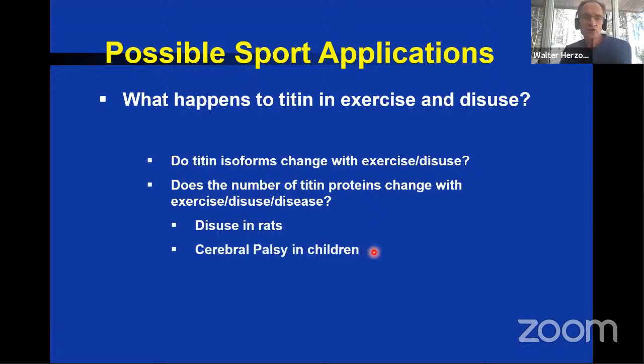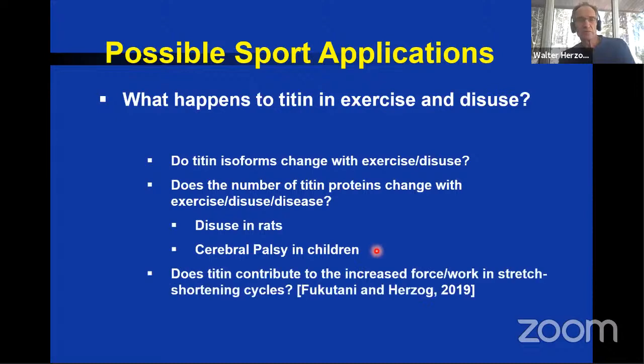And we also know that in children with cerebral palsy, we have done that study, that Titin is reduced to about 50% compared to normal in children with cerebral palsy. And we also found a relatively small but significant change in the Titin isoforms in children with cerebral palsy. So the question then also becomes, does Titin contribute to the increased force or work in stretch shortening cycles? As you know, in sport applications, we have a lot of stretch shortening cycles.